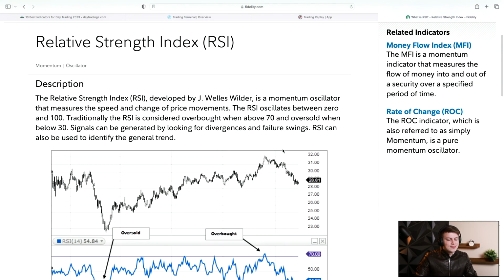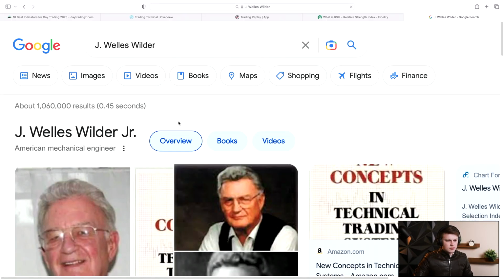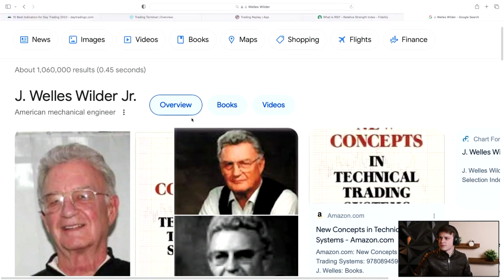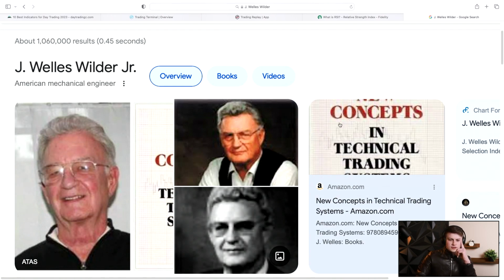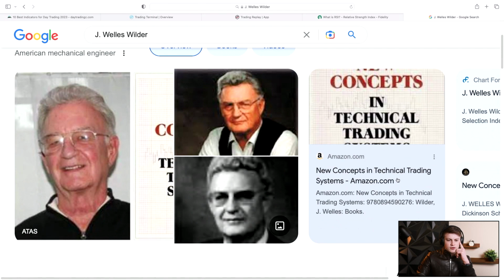Okay, so it was developed by J. Wells Wilder, actually. That's a cool name. It is a momentum oscillator that meant, you know what? I'm bored here, so let's look up this guy, because I am intrigued who this man is. There he is, the man himself. Concepts in Technical Trading. That might actually be a good book for me to read.